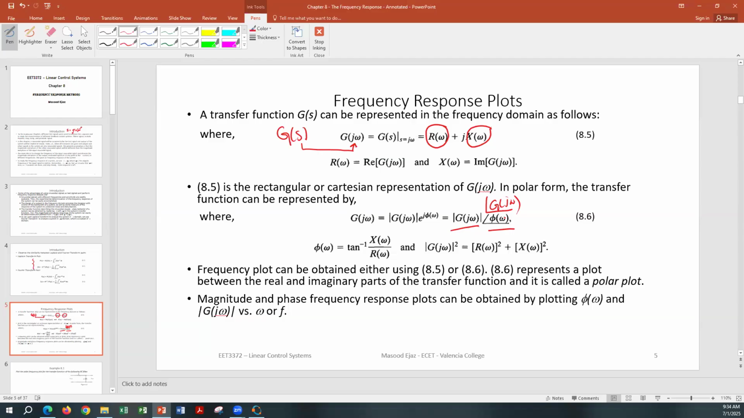Again, in MATLAB, we use the angle function, or you can use atan2 without adding or subtracting 180 or negative 180. It's going to adjust the angle by itself.